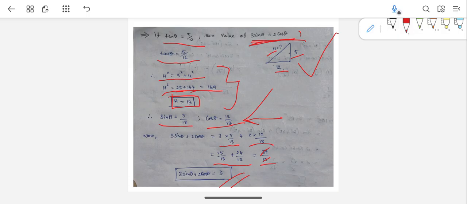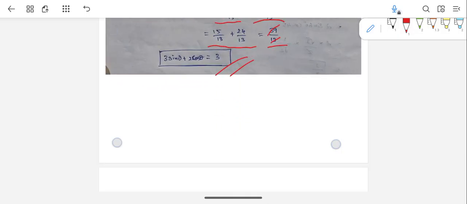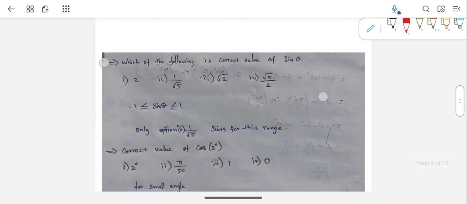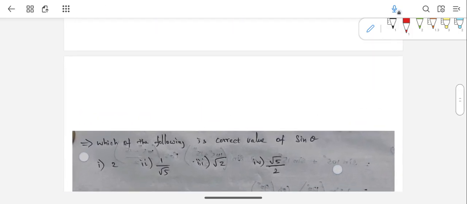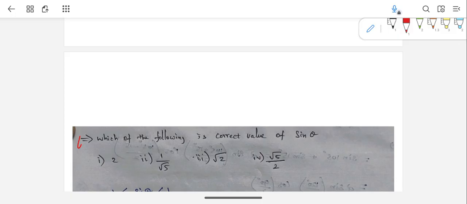Whatever they have asked, you can find them. Easy, right? That's the simple thing, guys. Now this is the question you try to solve before I discuss it. Very easy only, guys. Which of the following is the correct value for sin theta? I hope everyone will answer correctly.